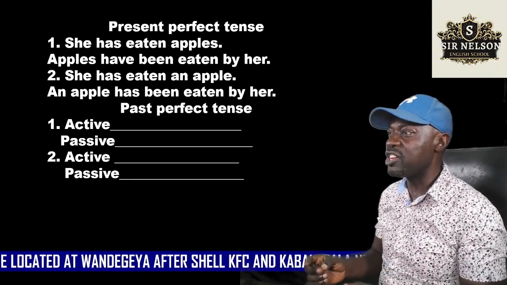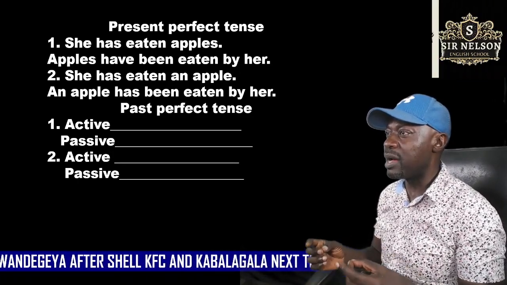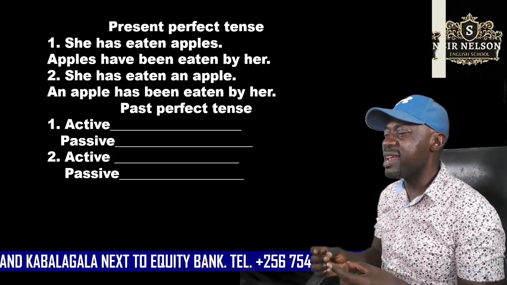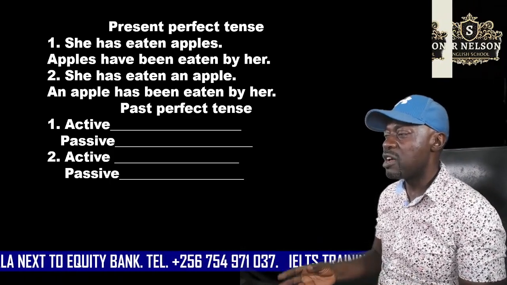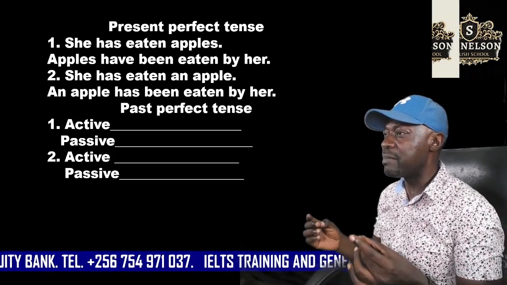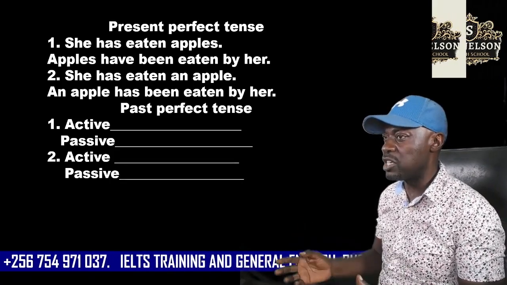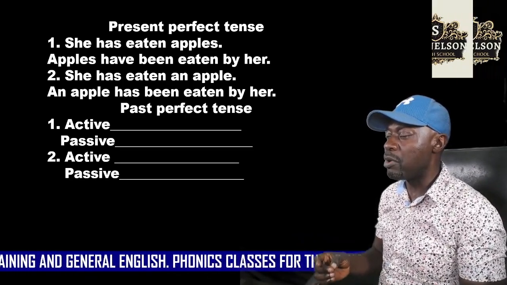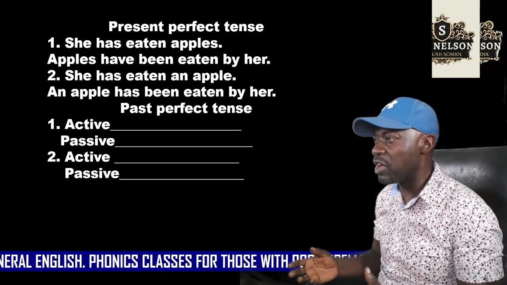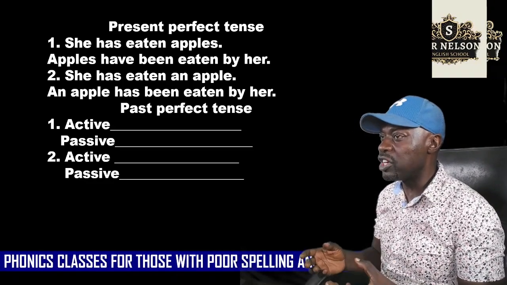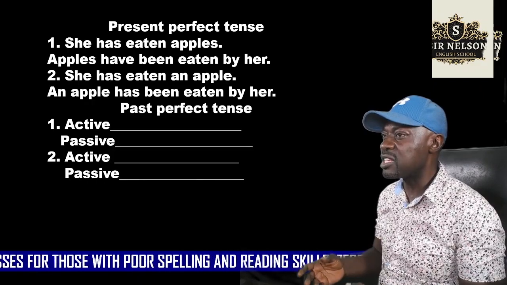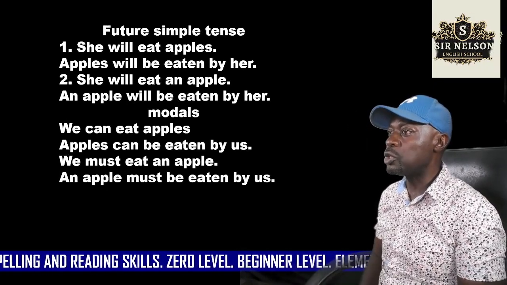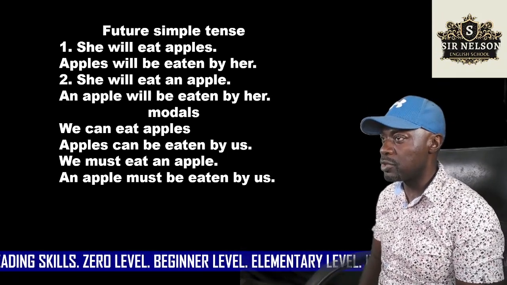If you are changing a perfect tense, you must include the word been in the passive voice. Remember, the verb must be in the past participle. Apples have. Number two, an apple has. Be careful with the object. The object must agree with the next verb. Try the past perfect. Let us go to the future simple and the modals.